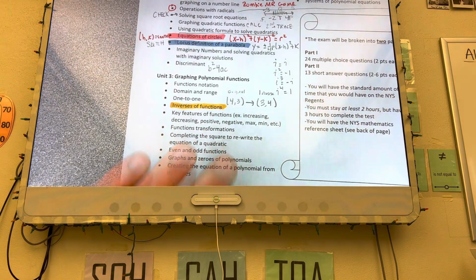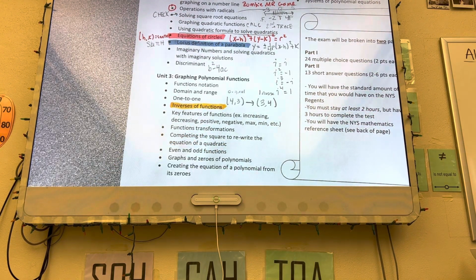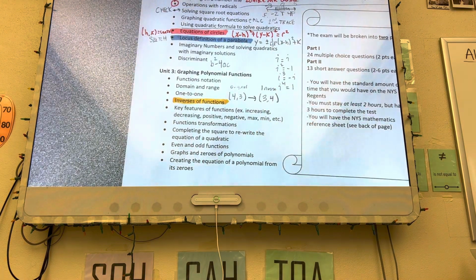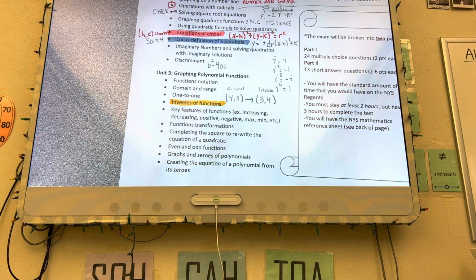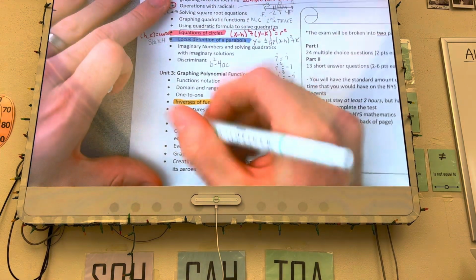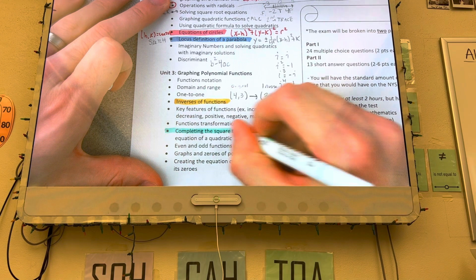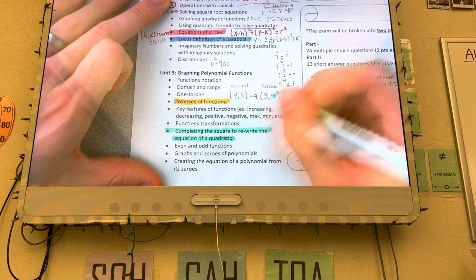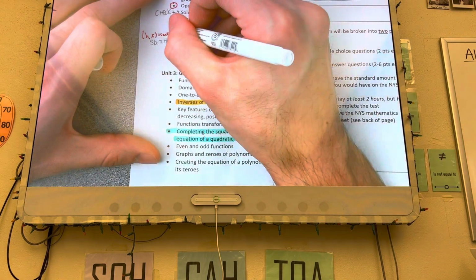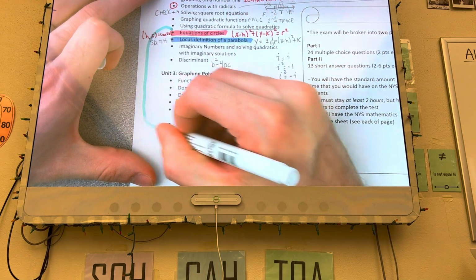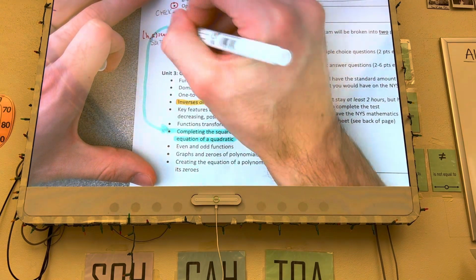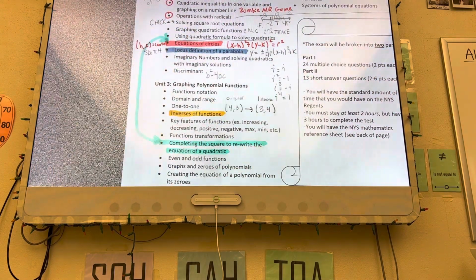Okay. Key features of functions, increasing, decreasing, positive, negative, all those things. Function transformations, yep. Completing the square. Again, the whole point of completing the square, why I taught this to you, is for equations of circles. Those go hand in hand.